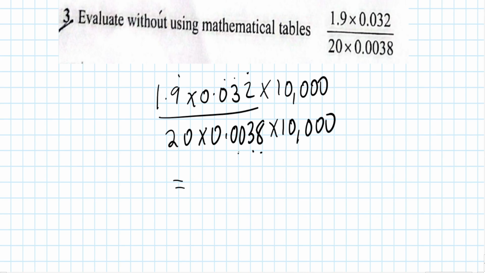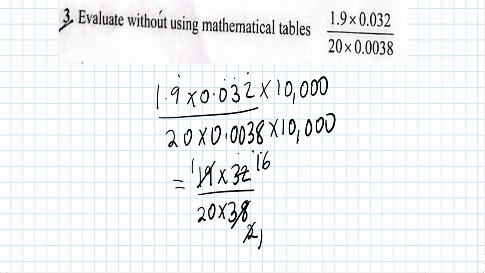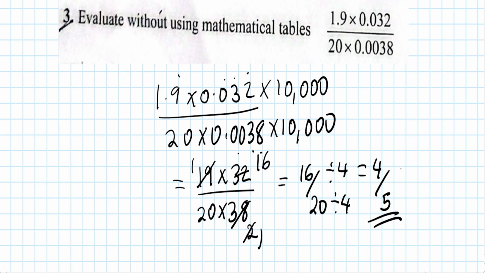So this gives you 19 times 32 over 20 times 38. Okay, so now let's divide it. So 19 goes into 38 2 times, and 2 goes into 32 16 times, and then you remain with 16 over 20, obviously. So divide by 4, divide by 4, you are going to get 4 over 5. Simple as that, and that is your answer.